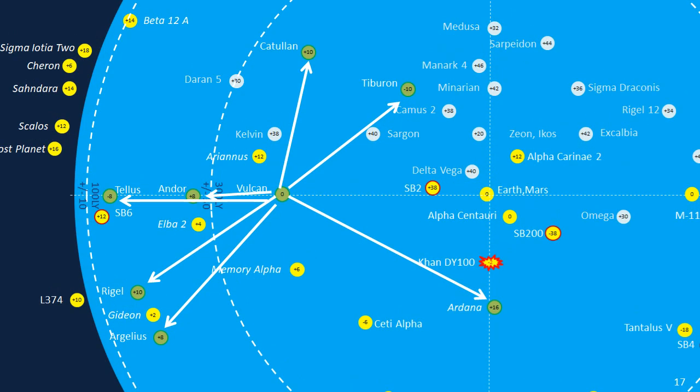This is what my map now looks like. We've identified 8 systems, including Vulcan. I'm not going to attempt to identify a possible location for the planets mentioned in the animated series.